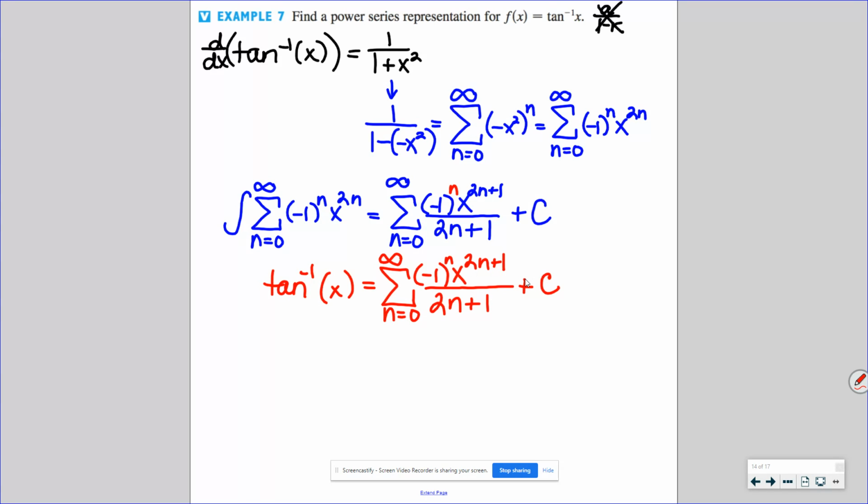Last time we also found the value of c. This time I'm just going to leave it like this. We'll have to read directions to see whether they want you to find that value or not.